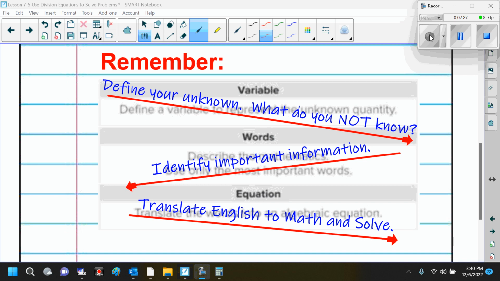So now we're going to write and solve some equations. And again, I want you to remember that step one is to define your unknown. What is it that you do not know? Step 2 is to identify the important information. And then finally, step 3 is to translate the English to math and solve.